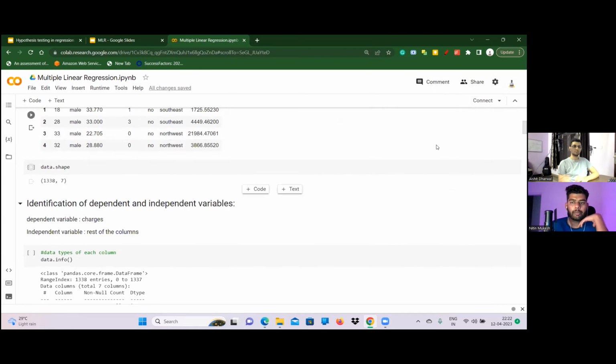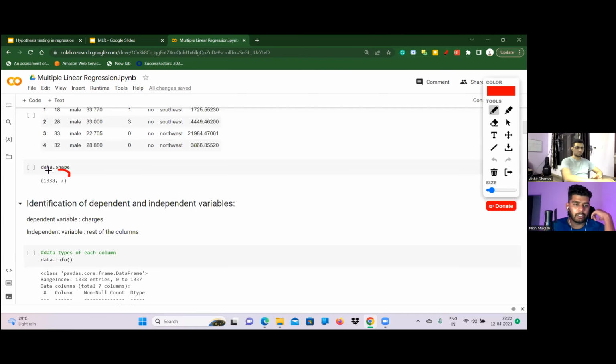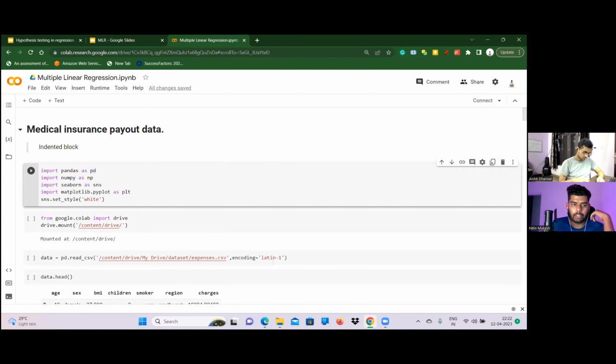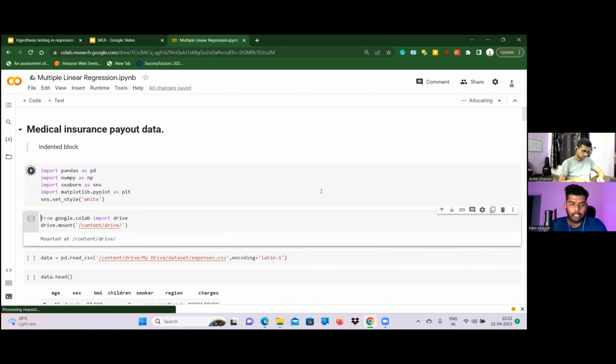So let's just print the shape of the data. The shape of the data is 1338, 7. So we have 1338 rows. In the last session, we saw data that had only 30 rows, but now we have more than 30 rows.